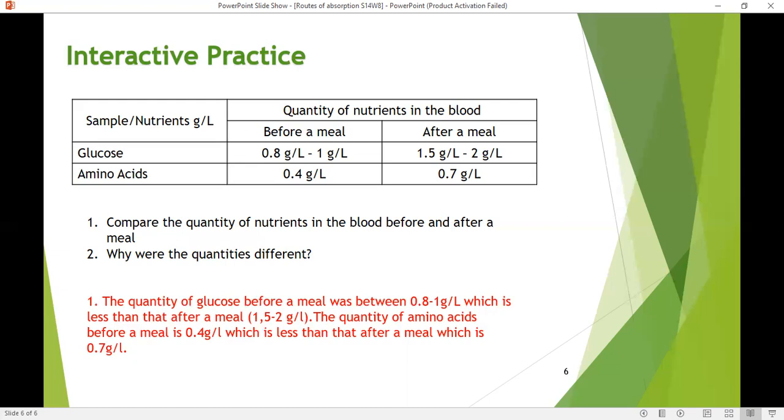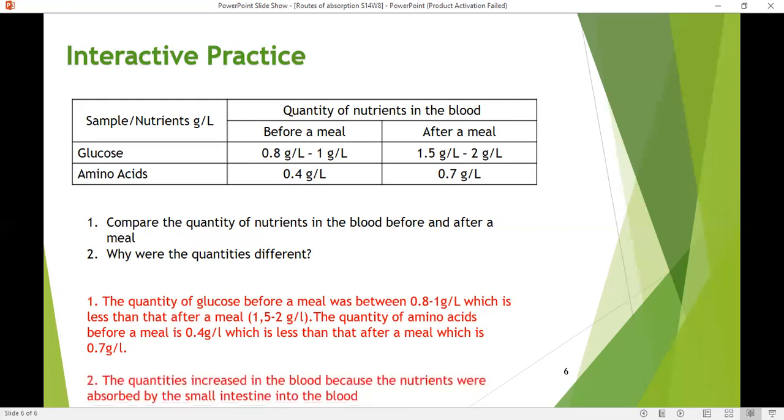So why were the quantities different? Of course, the quantities increased in the blood after the meal because these nutrients were absorbed by the small intestine into the blood. So after absorption, the quantity of these nutrients in the blood will be more.